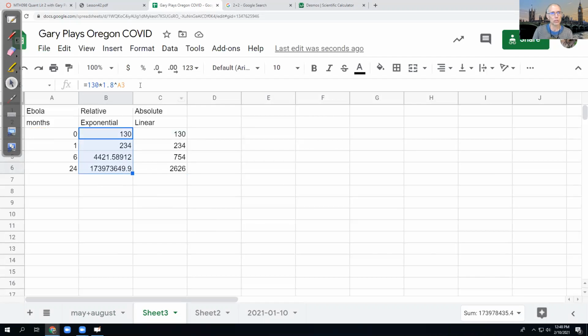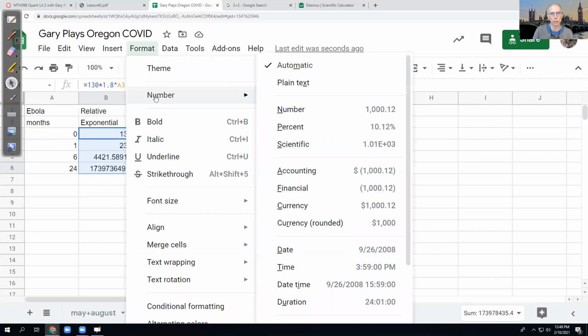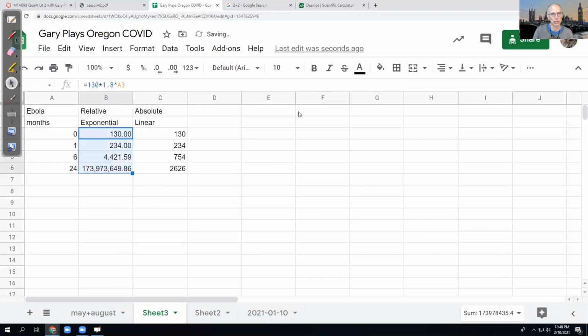So a couple things I'm going to do. Let's see, I want to format it with commas and then get rid of the decimals. Oh my gosh. So the exponential one says that if Ebola keeps growing like it was in the first 2 months, then there's going to be almost 200 million cases. Wow, that's crazy. I don't think that happened.